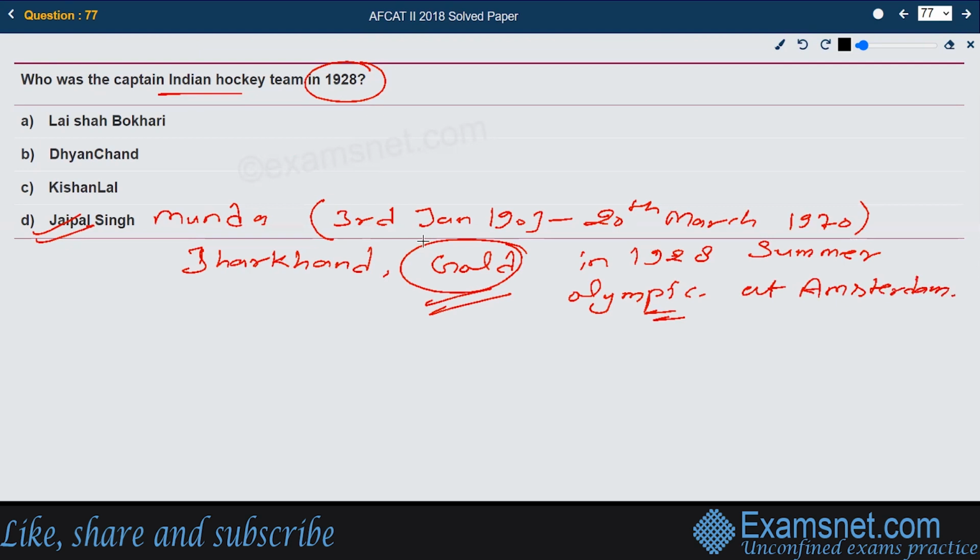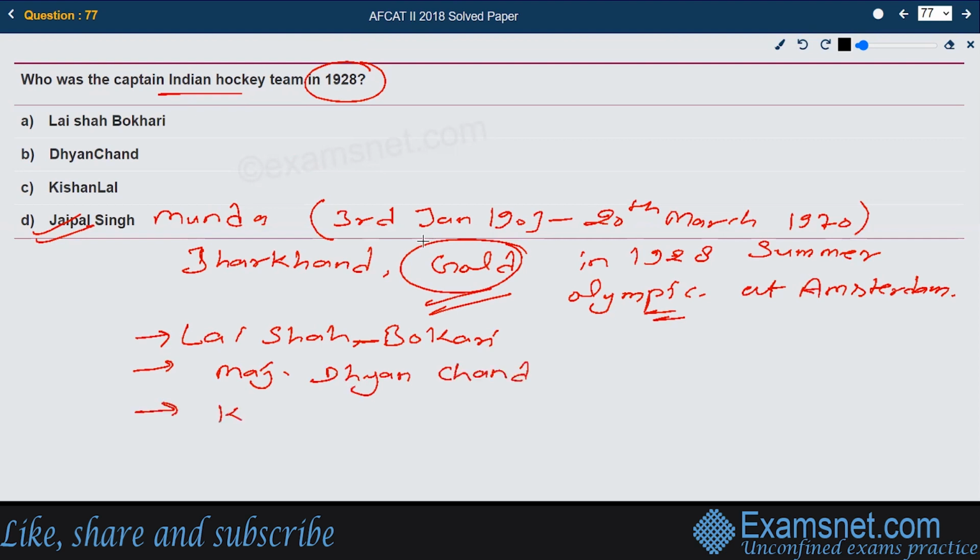There were some more captains of the Indian hockey team, namely Lal Shah, whose full name was Lal Shah Bukhari. Another captain had been Major Dhyan Chand. Another captain has been Kishan Lal. These three have also been captains of India for hockey, and the right answer is option D.